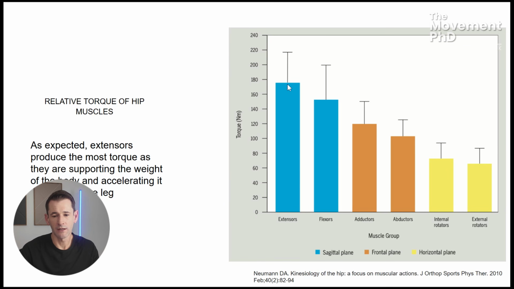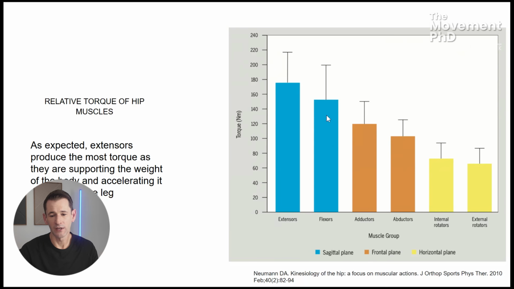So anytime I get up from a seat, get up from a chair, get up from a squat, I need a lot of hip extension torque. Anytime I'm standing, they're what's holding me upright. If I climb stairs or climb a ramp, those extensors need to push my whole body weight up that ramp or those stairs. Hip flexors, they need quite a bit of torque too.